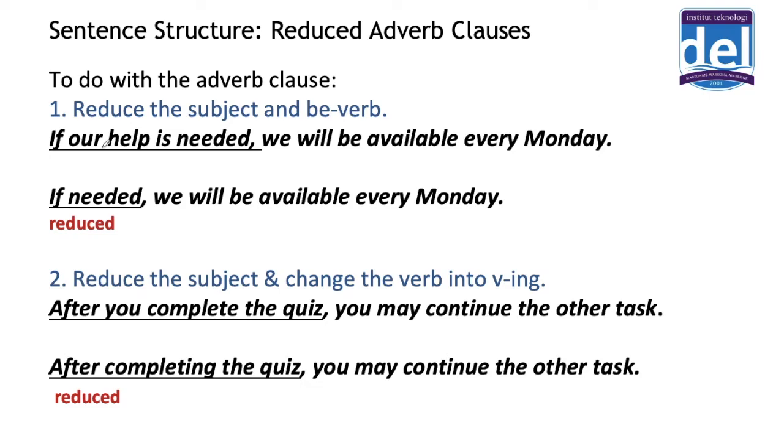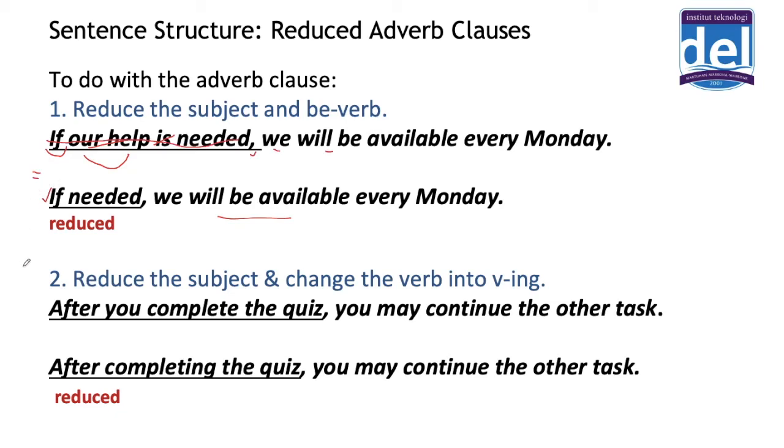The first thing that you should remember, if the adverb clause has a be verb, then you can reduce the subject and the be verb. Okay, this is the adverb clause. This is the connector. There is a be verb here, yeah? So you reduce the subject and the be verb. The result is, "If needed, comma, we will be available every Monday." You just reduce the adverb clause, not the other clause. The other clause is still the same. The meaning of the sentences are the same. Okay, so that is the first point.